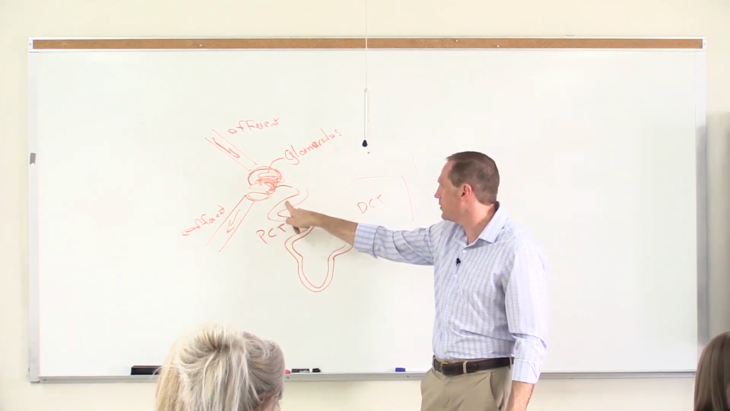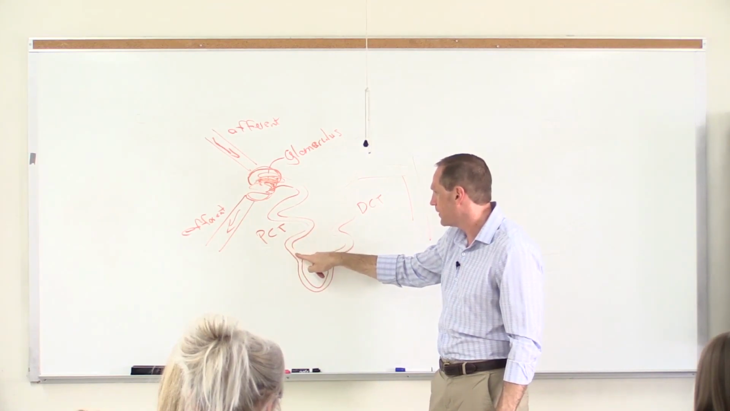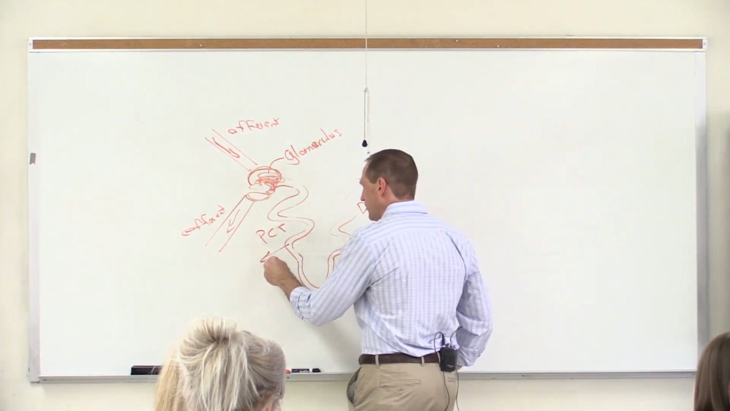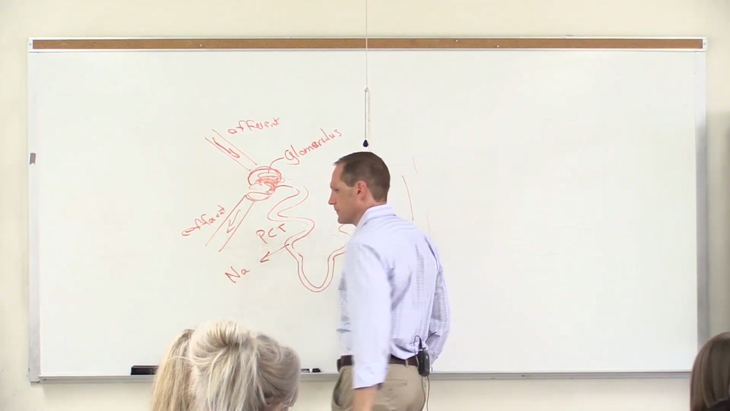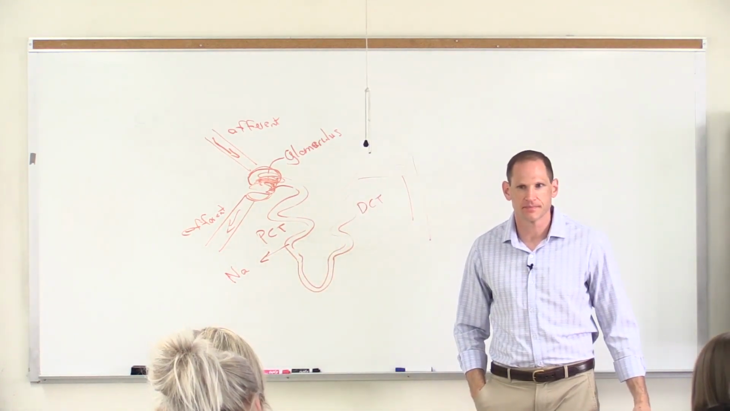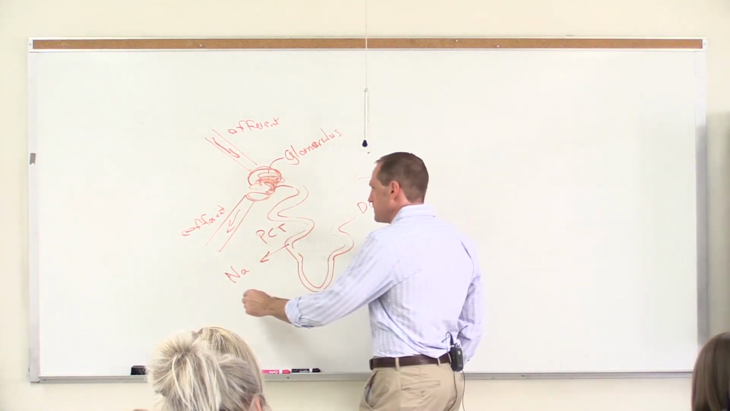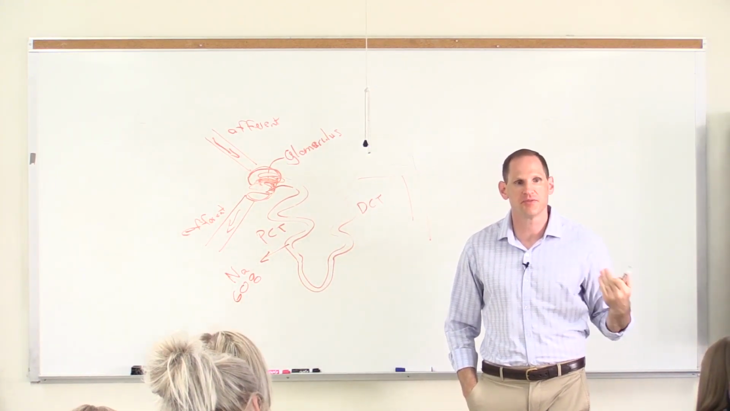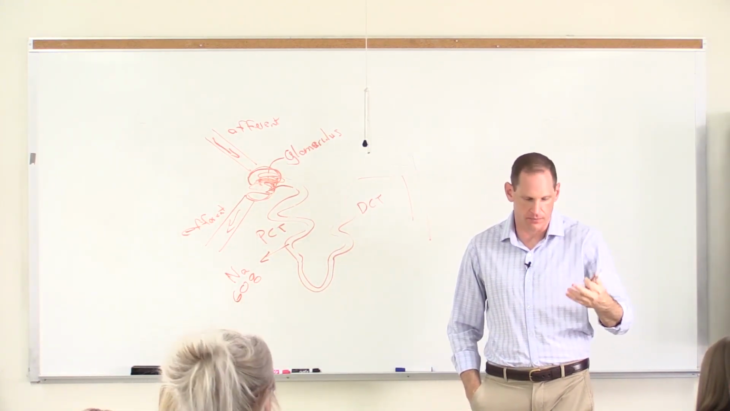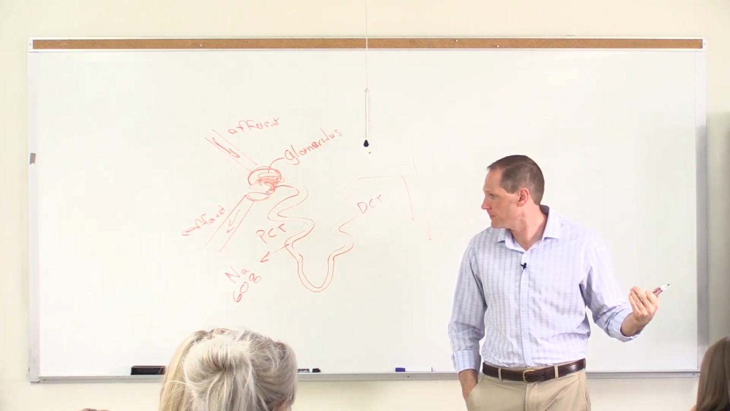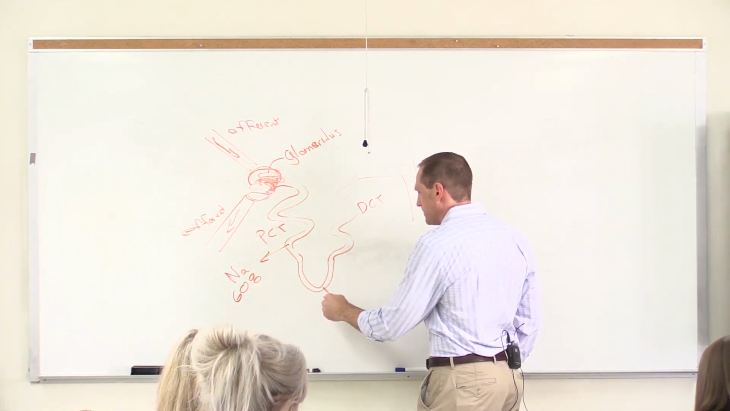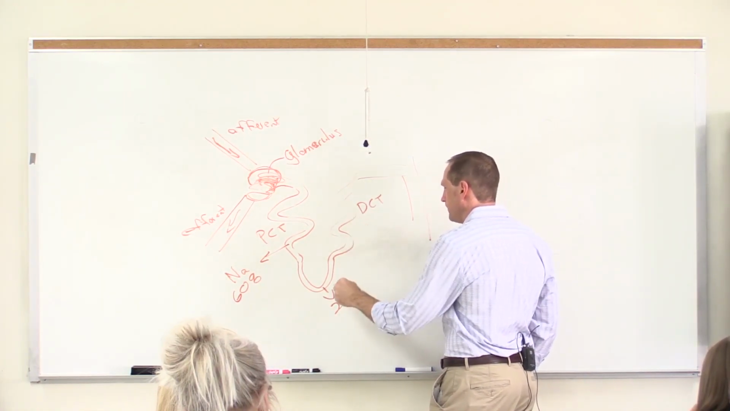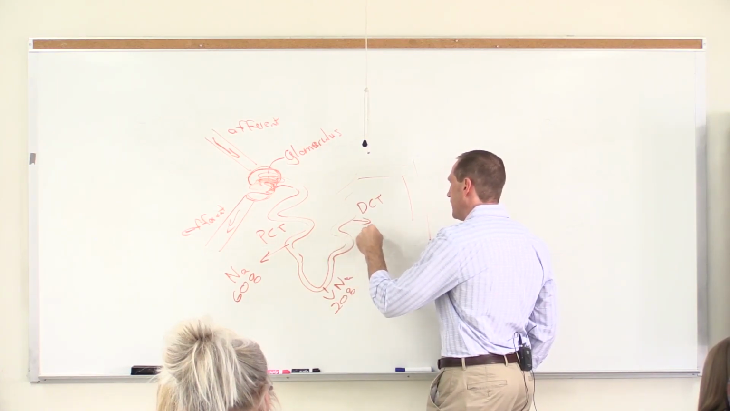Okay, so as the filtrate goes through the proximal convoluted tubule, the most important thing that happens is we're going to suck sodium back out. Does that make sense? About 60% of the sodium that was filtered gets pulled back out of the filtrate. Then in the loop of Henle, it's about 20%. In the distal convoluted tubule, it's about 10%.